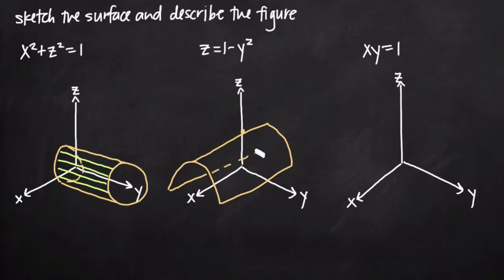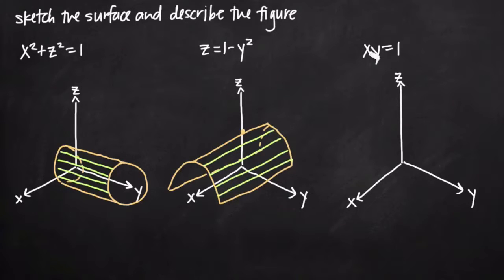But if we make this transparent, this is going to look like this. And now if we draw our rulings, they're going to be again parallel to the x-axis because x is missing from our equation. And so we have our rulings like this.